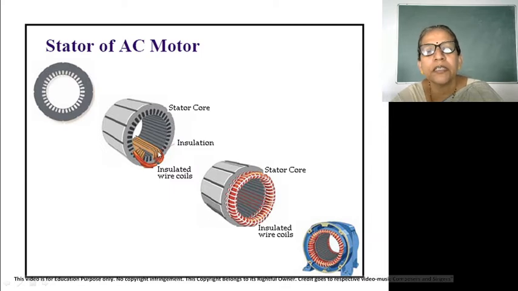When all the conductors are placed in the slots, it may be single layer winding or double layer winding, and these conductors are interconnected to each other so as to form a stator winding. So this is the stator core. The stator core is made up of these laminations.